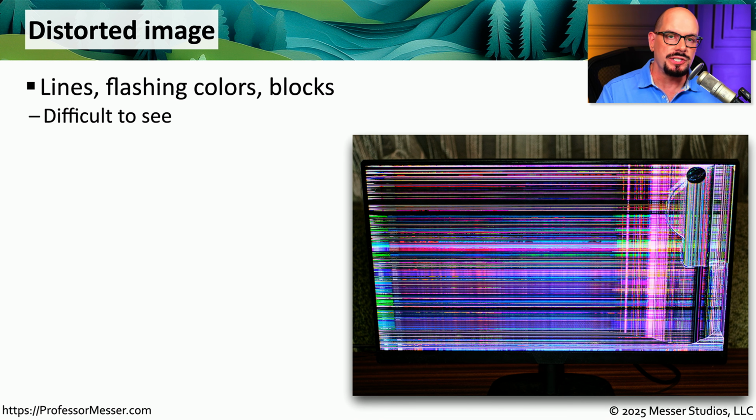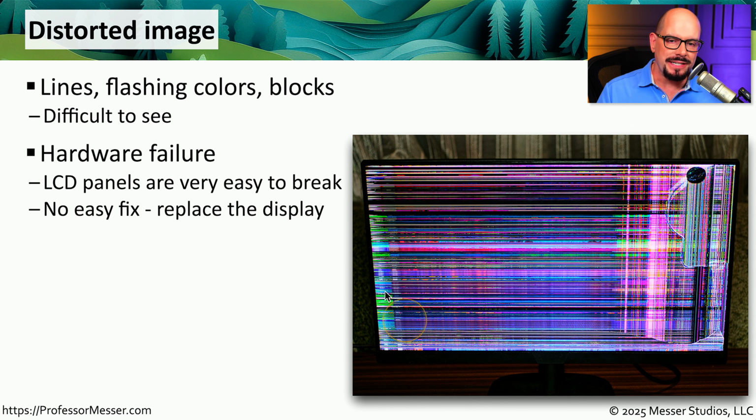Sometimes you'll work with an LCD display that has flickering or flashing. There may be blocks of information on the screen or lines that are going across the entire length of the screen. This makes it very difficult to see what's on the screen, and in some cases makes it so that you can't see anything that you're doing on that particular display. If it's an extensive problem, similar to the one that we see on the screen here, then it's probably a hardware failure of the display.